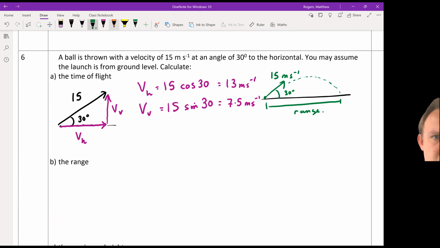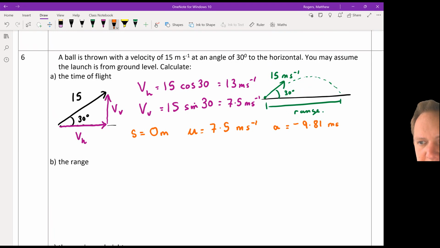So I'm going to switch color. Let's go to this orange and think about the Suvat equations in the first part of the question. The displacement between it being launched and returning to ground is 0 meters. The initial vertical velocity is 7.5 meters per second. This is happening on Earth, and therefore the acceleration is minus 9.81 meters per second squared. And we want to find t, the time of flight. So we can use the equation S equals ut plus half at squared.